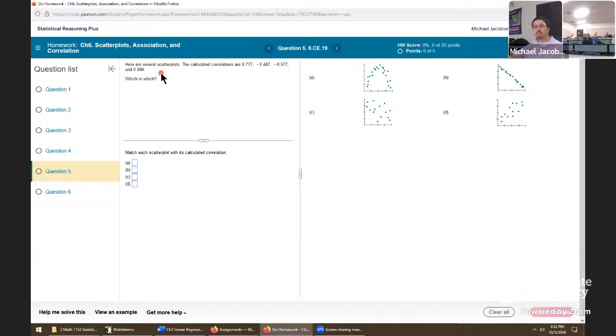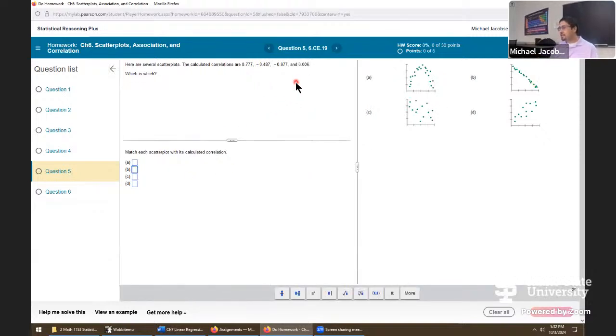Okay, so it says here are several scatter plots. The calculated correlations are 0.77, negative 0.487, and negative 0.977. Let's identify that one right away. Anyone see what that one should associate with? Good call. If it's so close to -1, it means the points are practically on a line, so that one has to be B. So down here we would type in negative 0.977. This is touchy because if I accidentally put an 8, I bet I lose the whole question. So careful with that.